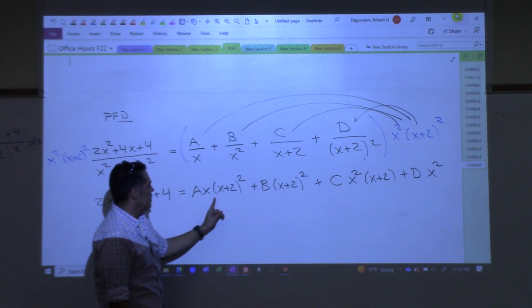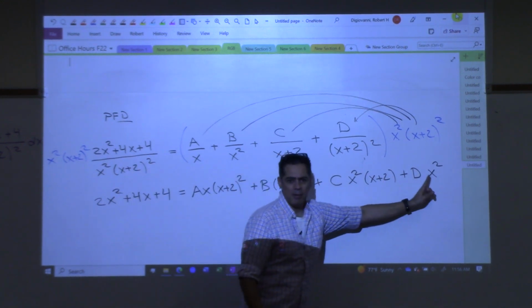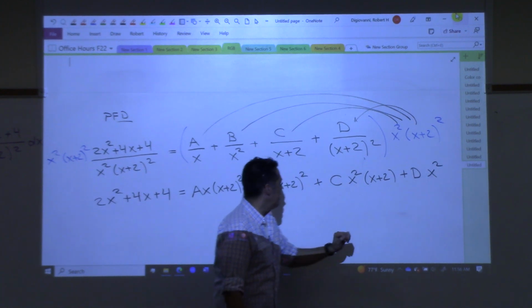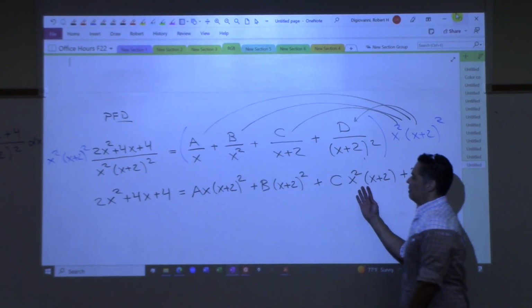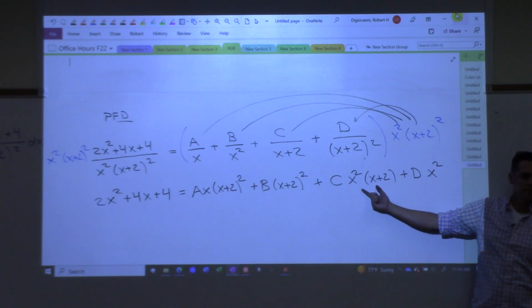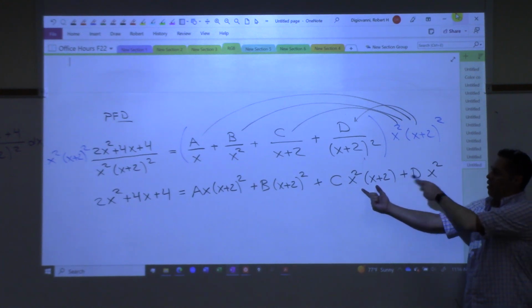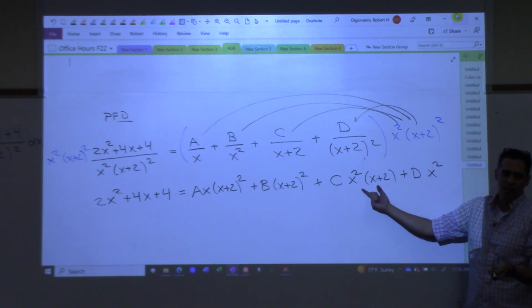If you do 0 for x, we should be able to get B, right? Okay, how about C? You can't get C because you would have to kill off all the other ones, and that's not going to happen.